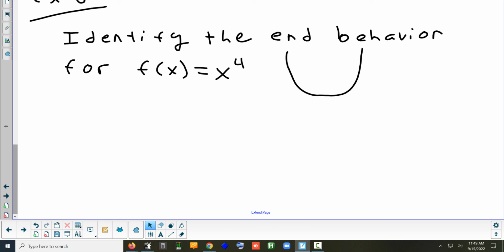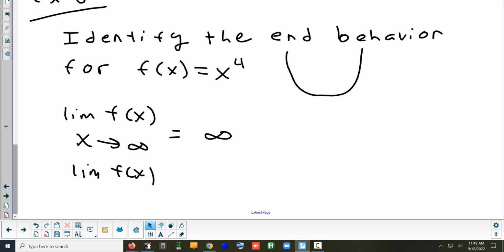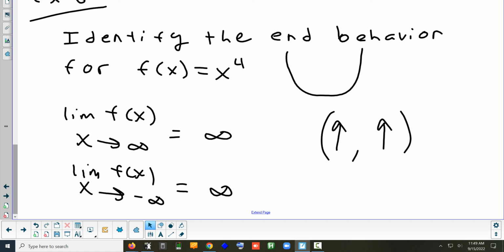So let's write it this way. What's happening to y as x approaches infinity? As x heads to the right, y heads up forever. What's happening to y as x approaches negative infinity? It also approaches infinity. This is the type of end behavior that is up, up. Up on the left, up on the right. A little more basic way to say it, a little more formal way.